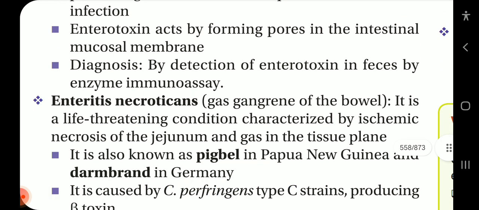Enterotoxin acts by forming pores in the intestinal mucosal membrane. Diagnosis is by detection of enterotoxin in feces by enzyme immunoassay.